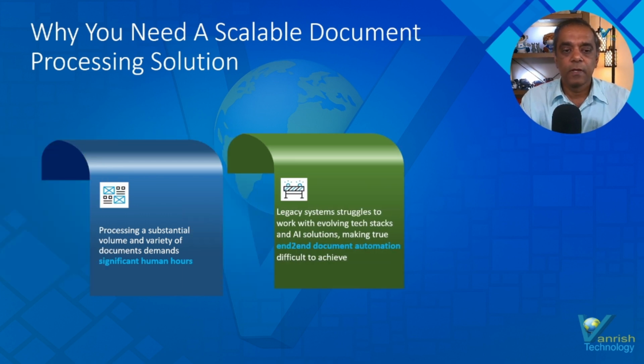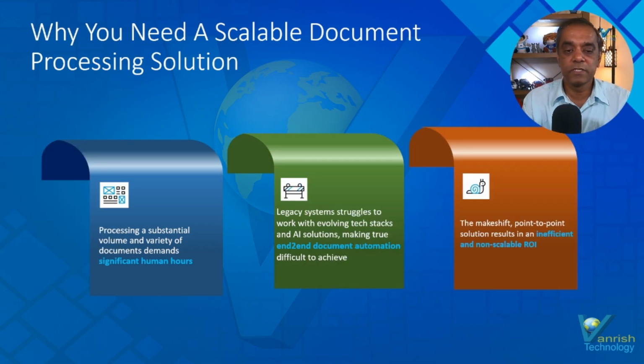Second, legacy systems struggle to work with an evolving tech stack, and AI solutions make end-to-end document automation difficult to achieve. This is a use case where you can enable this feature. Third, makeshift point-to-point solutions result in inefficient and non-scalable returns on AI. That is where you can enable this IDP process within your organization.